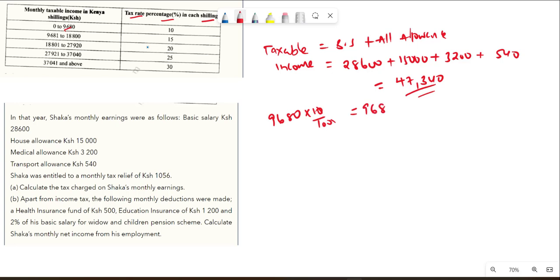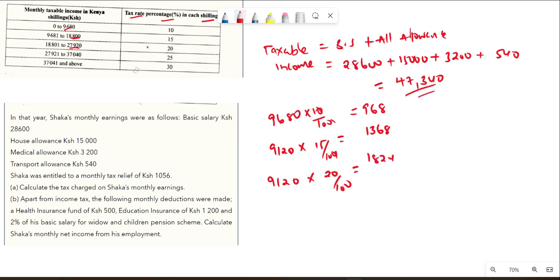Now for us to get the second amount, we deduct 9,680 from 18,800, which is the second slab or the second row, and that gives us 9,120. Then we multiply by the tax rate, which is 15%. That will give us 1,368. Then we proceed to the third bracket, which is the same as subtracting 27,920 and 18,800. Still it will give us 9,120. We multiply by the third percentage, which is 20%, and this will give us 1,824.